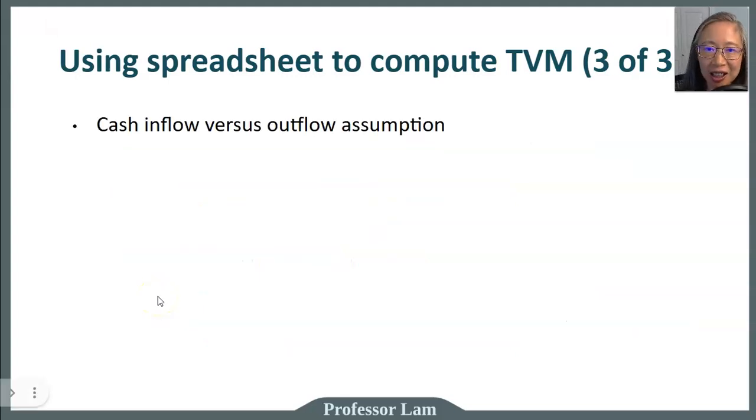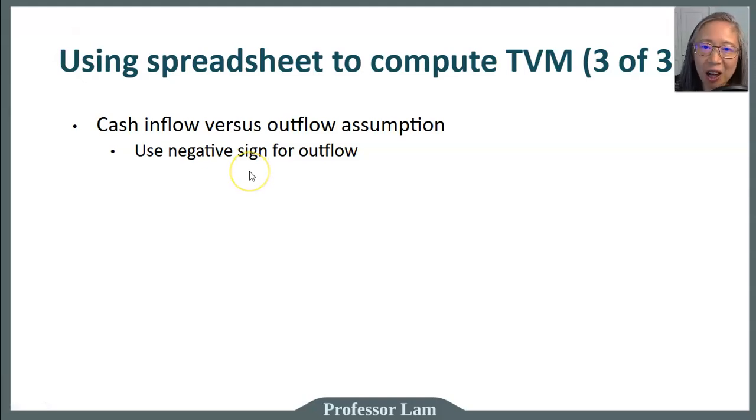One last thing that spreadsheets such as Excel and Google Sheets assume is whether a cash flow is an inflow or an outflow. We'll use a negative sign to denote an outflow. So this is money leaving your pocket. If all this seems a little bit confusing or overwhelming, don't worry. We're going to go over many examples to demonstrate how to use this. Let's take one of them.